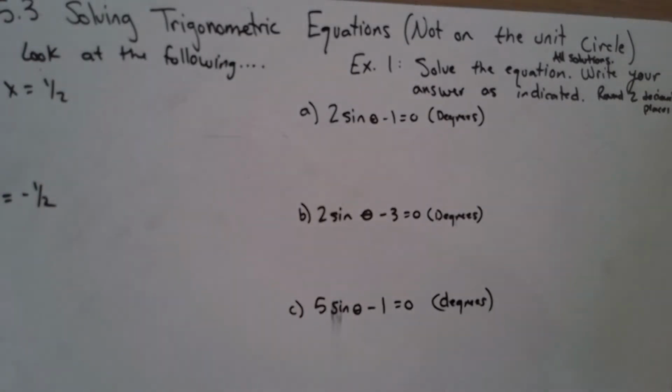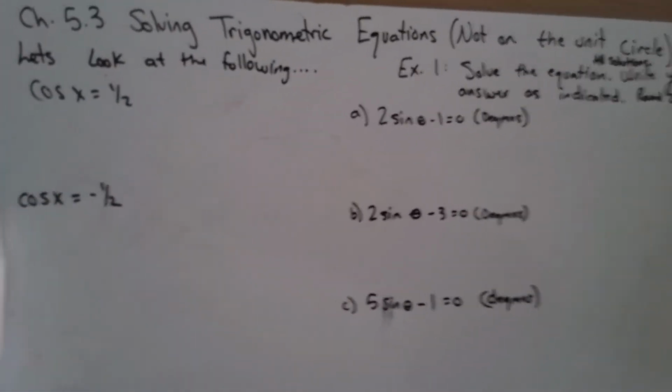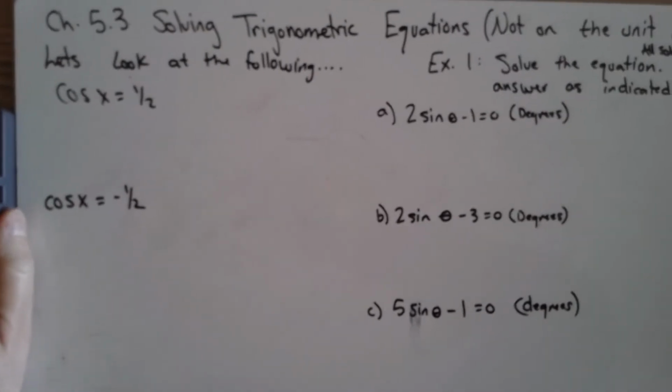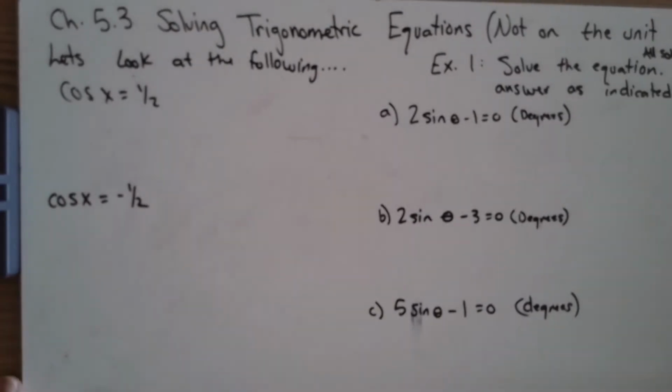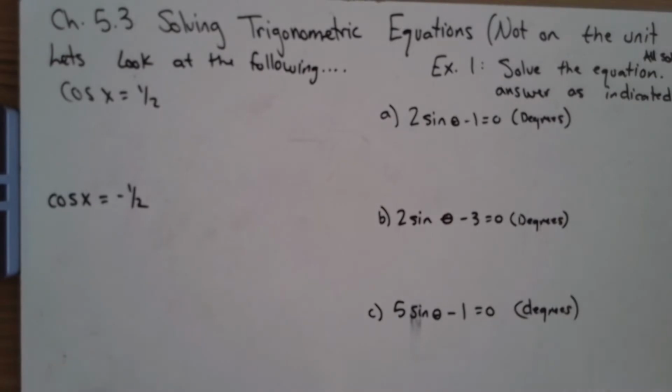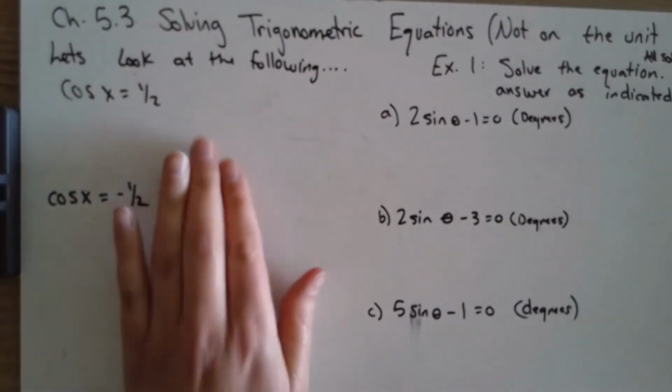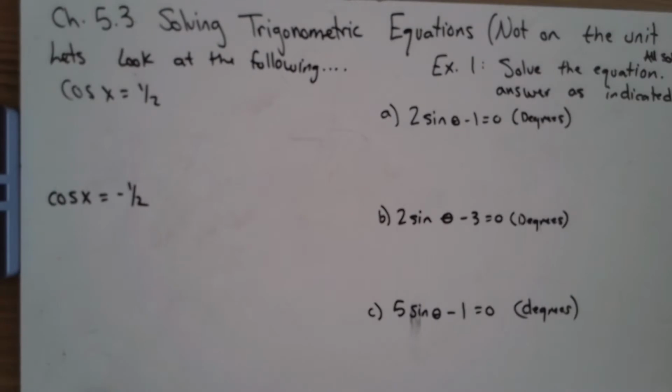Okay, so we're on 5.3, solving trigonometric equations not on the unit circle. On Monday, we did ones that were on the unit circle. Today, they are not. So same process, just a little bit different. To understand how to solve these, we first want to look at a few examples where they are on the unit circle.